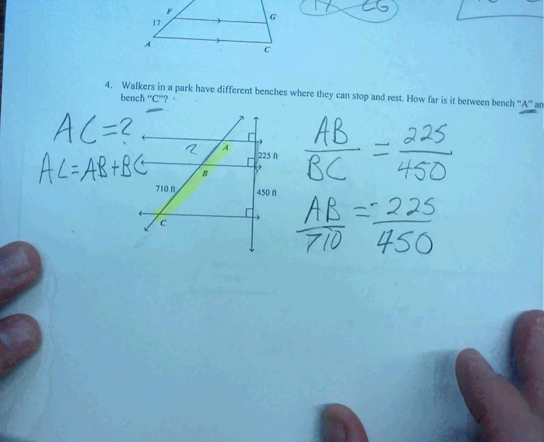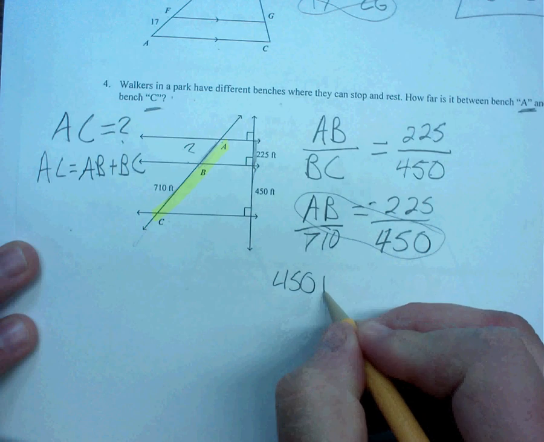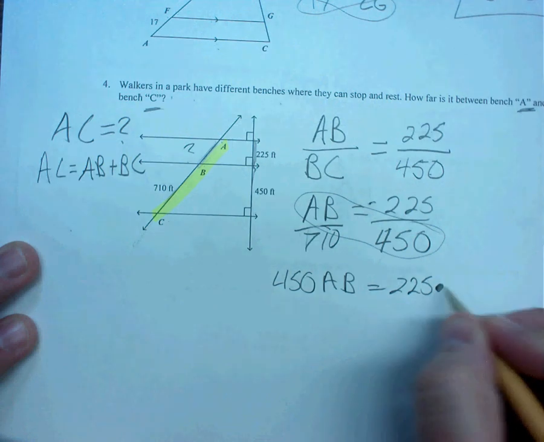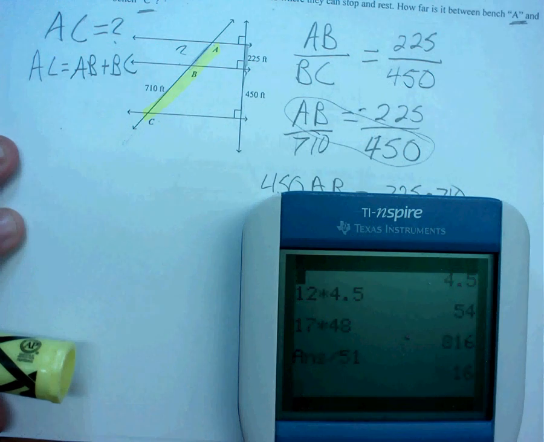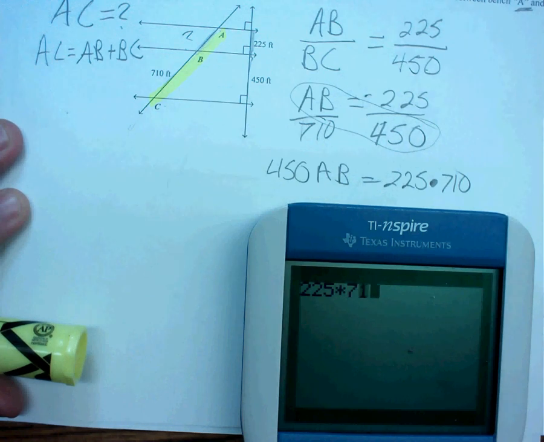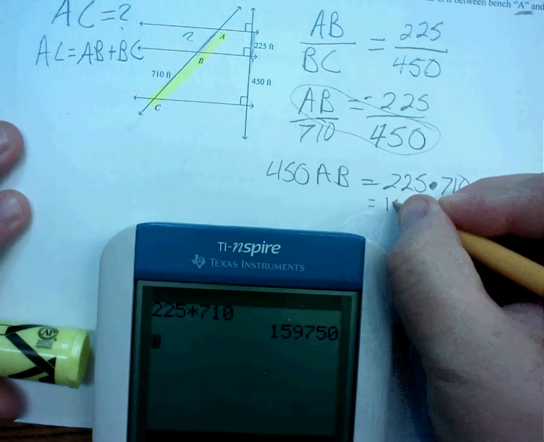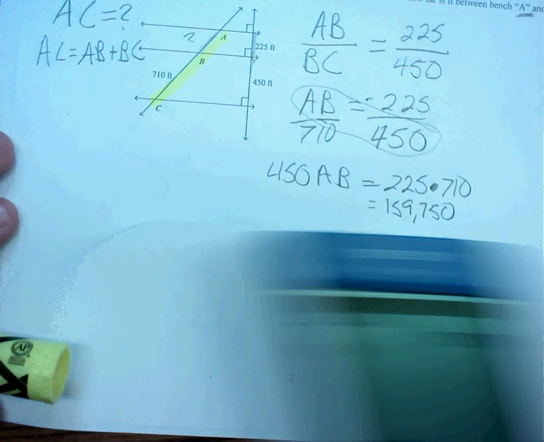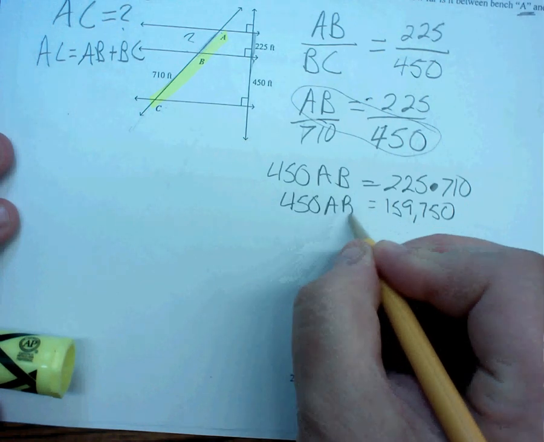Now I need to cross multiply. I'm going to say 450 times the length of AB should be equal to 225 times 710. Get my handy dandy calculator out. 225 times 710. Whoa, that's a big number. This whole thing equals 159,750, and that should be equal to 450 times AB.